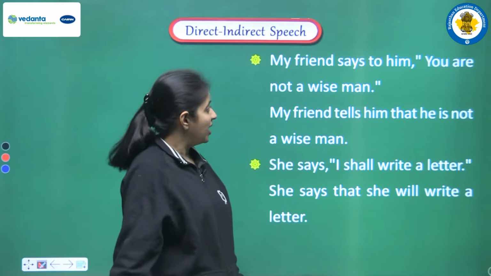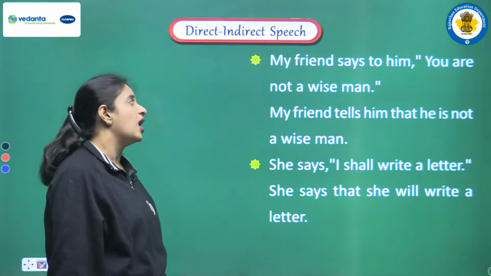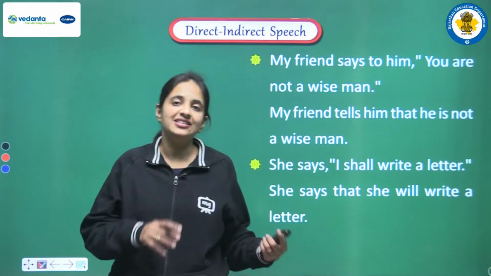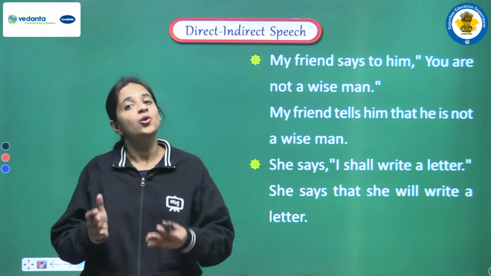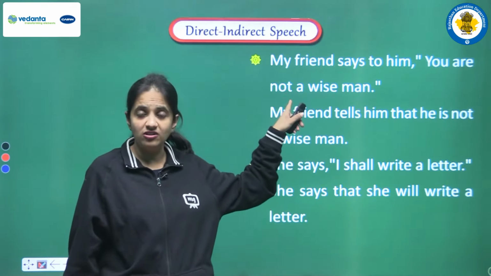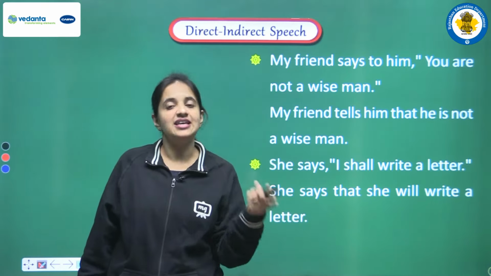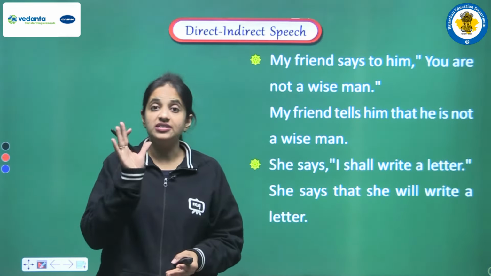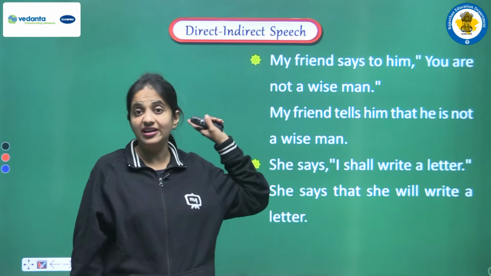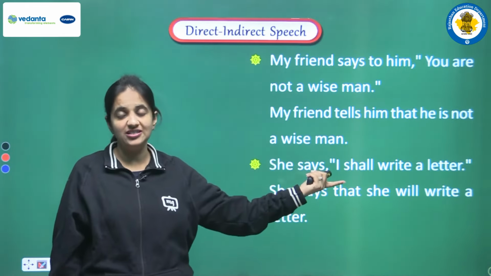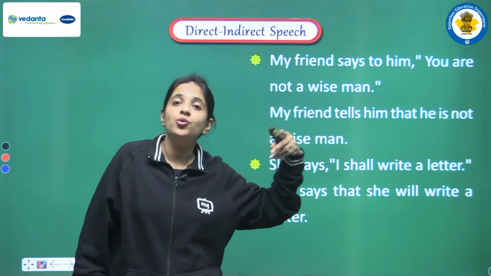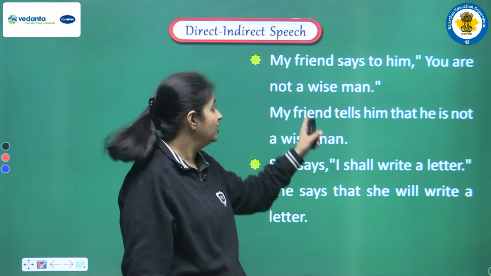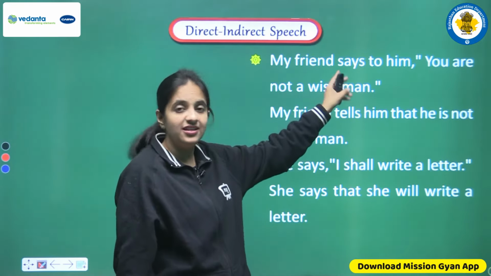So let's see. My friend says to him, you are not a wise man. As I have told you earlier, in this category of the assertive sentence, we can have negative sentences also. So both positive sentences and negative sentences are included in this category of assertive sentence. So now we have one negative sentence. Let's see what changes we have to make, or in what way we have to convert this direct sentence into indirect one. So first of all, this is the assertive sentence.